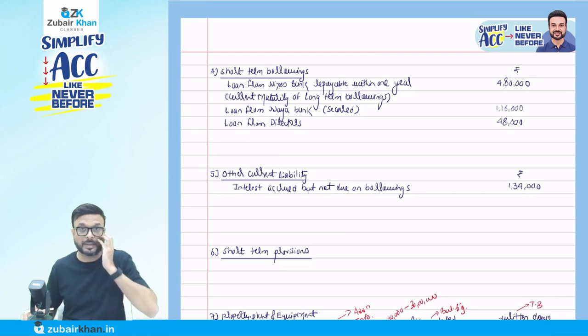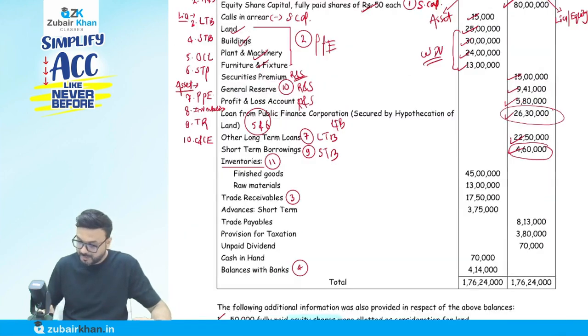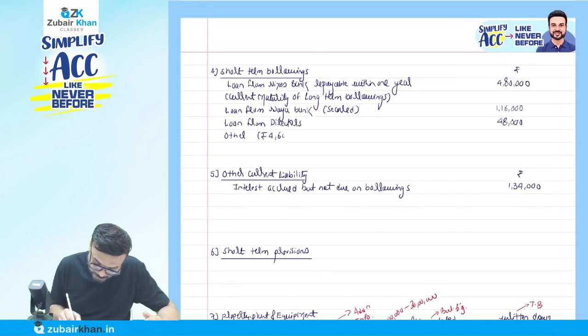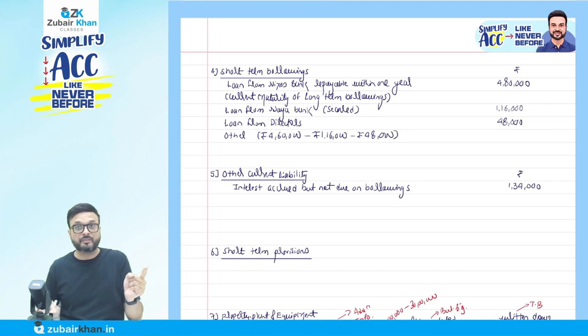Now what is going to happen? Now the balance we will write as other, but remember, when I say other, don't get confused. How much is the total amount they have mentioned here? That is 4,60,000, so write down here 4,60,000. Don't make the mistake here: I have to deduct only 1,16,000 and 48,000. Some of you might get confused and ask, sir, why don't you deduct this 4,80,000? Come on, this 4,80,000 was basically a part of the long term, but it is payable within 1 year. That's why we write 4,80,000 separately. In 4,60,000, don't deduct this 4,80,000.